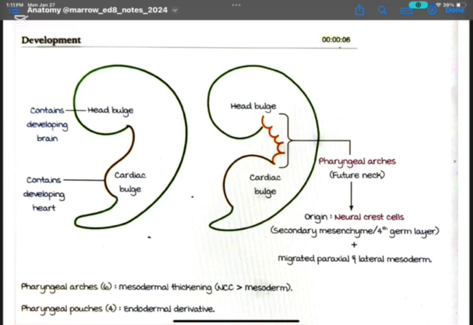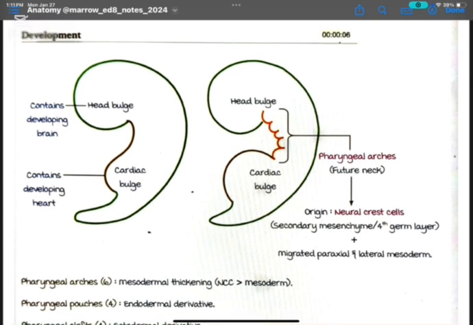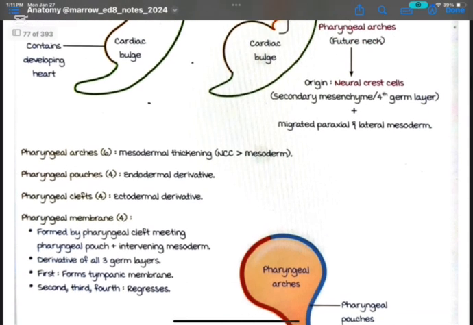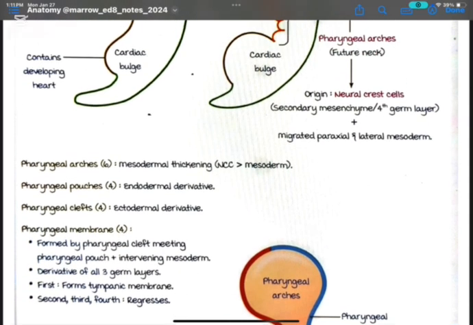Origin: neural crest cells, secondary mesenchymal or fourth germ layer, plus migrated paraaxial and lateral mesoderm. Pharyngeal arches 6, pharyngeal pouches 4, pharyngeal clefts also 4. Pharyngeal arches are mesodermal thickenings, with neural crest cells more common than mesoderm. Pharyngeal pouches are endodermal derivatives, and pharyngeal clefts are ectodermal derivatives.